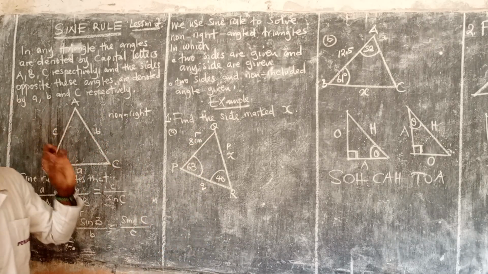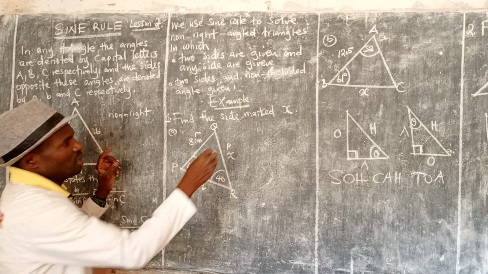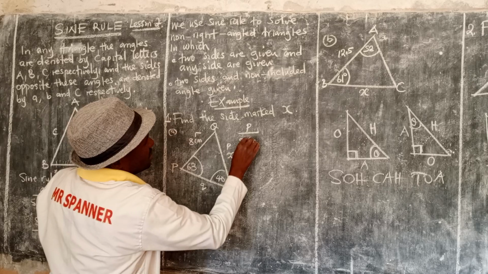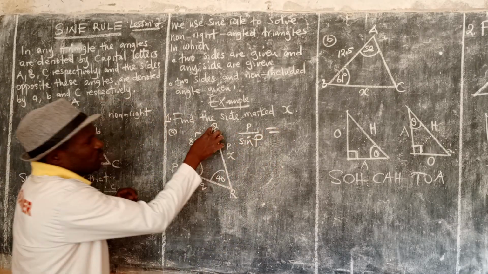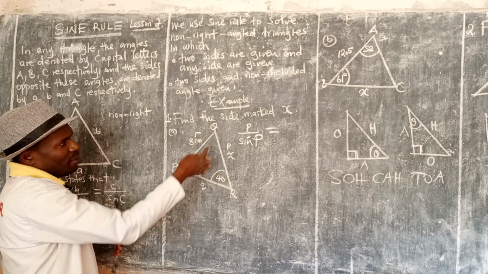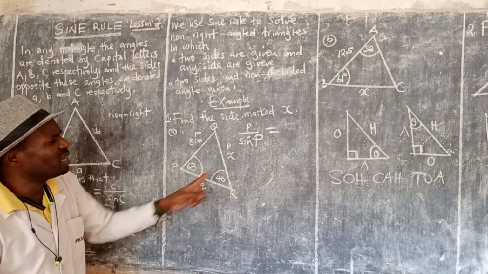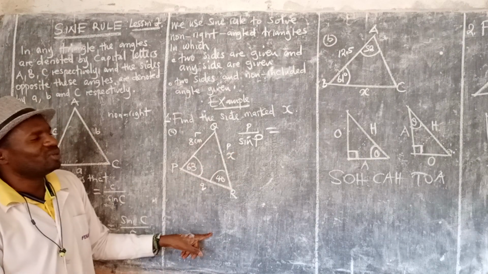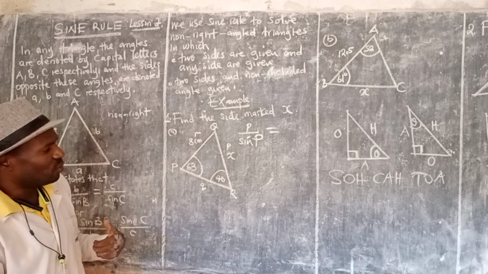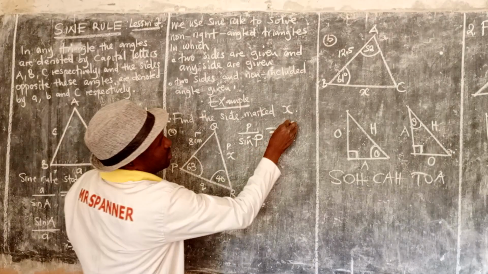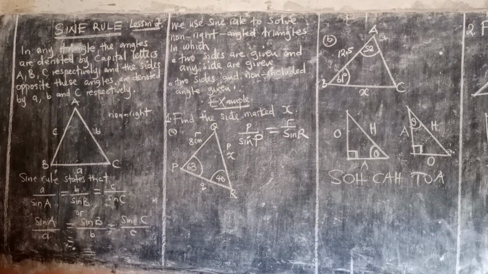Now we check the side we're looking for. We're looking for x, and the letter on x is p. So it is p over sine P, capital letter, is equal to, am I going to use q? No, because for q we don't have the angle, and we don't have the side either. So we use the one where the angle is given and also the side, and which one is that? R. So we say r over sine R.